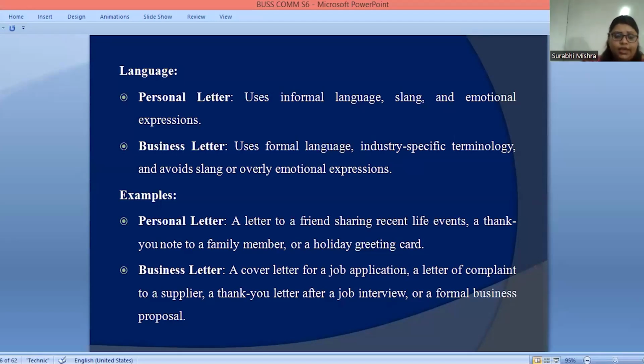Now, coming to the examples. A personal letter can be a letter to a friend sharing recent life events like a new job opportunity, or a thank you note to a family member, or a holiday greeting card. Such can be the examples of a personal letter. In business letters, examples are a cover letter for a job application, a letter of complaint to a supplier, a thank you letter after a job interview, or a formal business proposal, right? So these are a few examples of both personal and business letters.